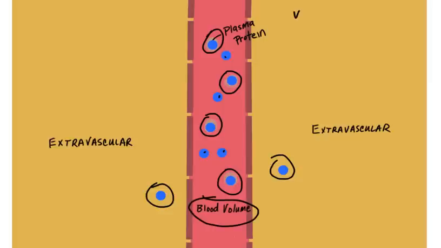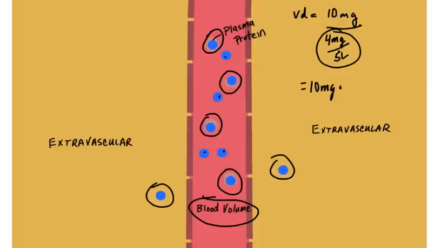Right? So our volume of distribution in this case is 10 milligrams divided by our concentration of 4 milligrams in 5 liters, and we know that we can rearrange this. It's also going to equal 10 milligrams times 5 liters divided by 4 milligrams. We do our cross multiplication. This ends up being 2.5 to 1, and we see that our new volume of distribution is 12.5 liters.